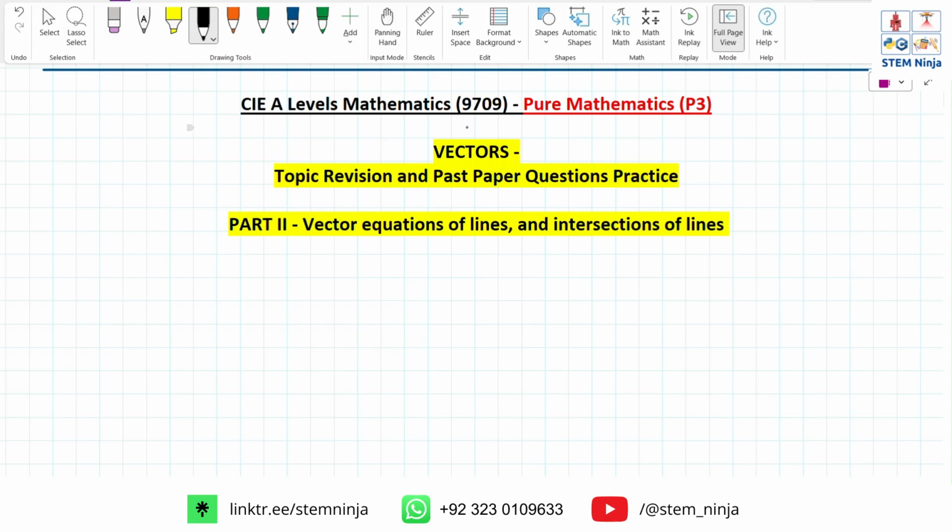Today we're going to look at vectors. In the previous video we talked about the addition, subtraction, scalar products, and products of vectors with scalars. So today we're going to talk about the vector equations of lines and the intersection of lines.